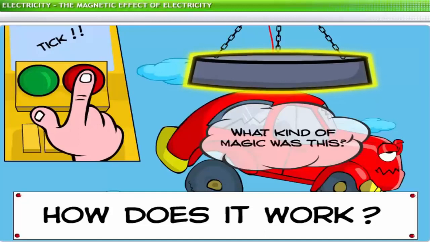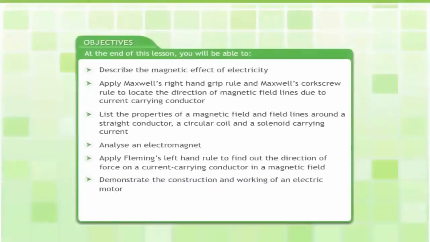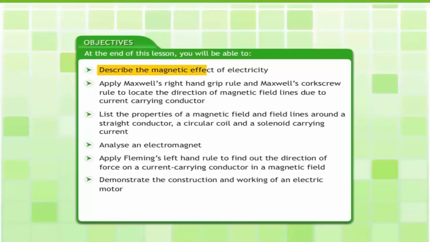electricity is passed through a conductor, it displays a magnetic effect. This effect is responsible for the magic you just witnessed. In this lesson, you will learn about the magnetic effect of electricity. At the end of this lesson, you will be able to describe the magnetic effect of electricity.